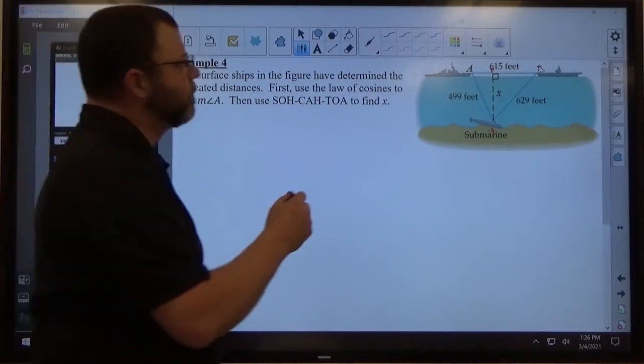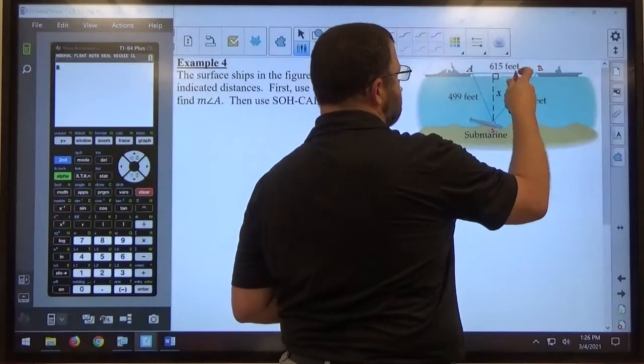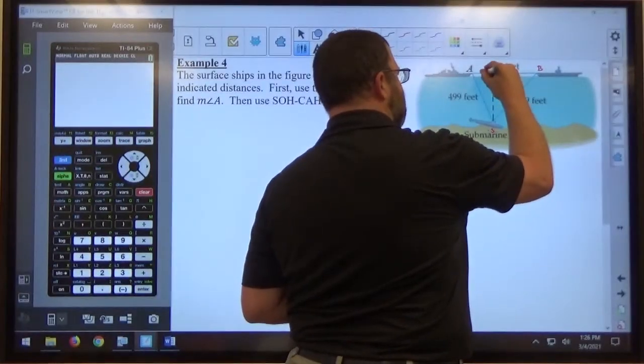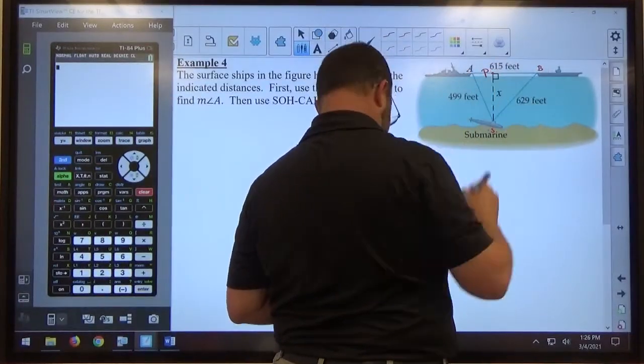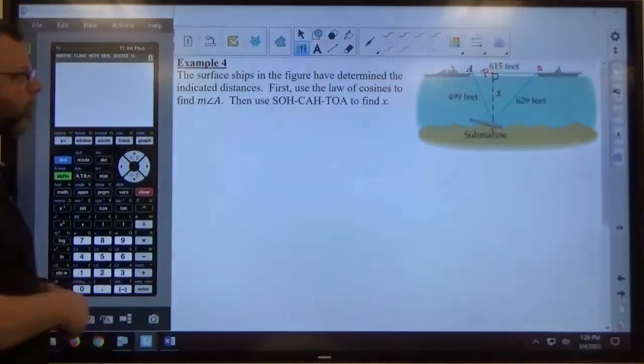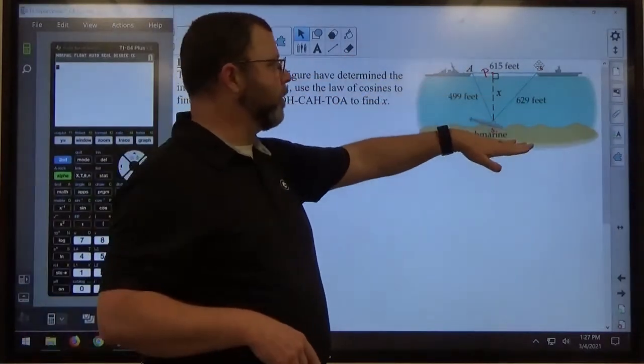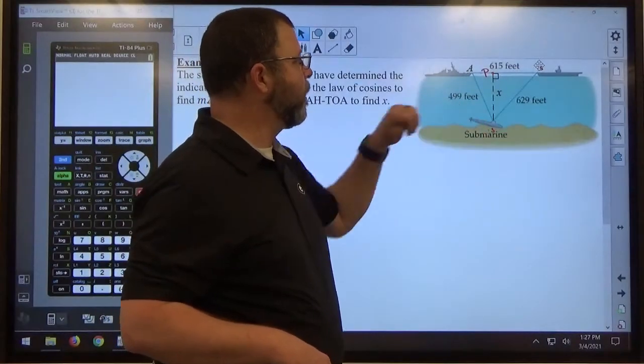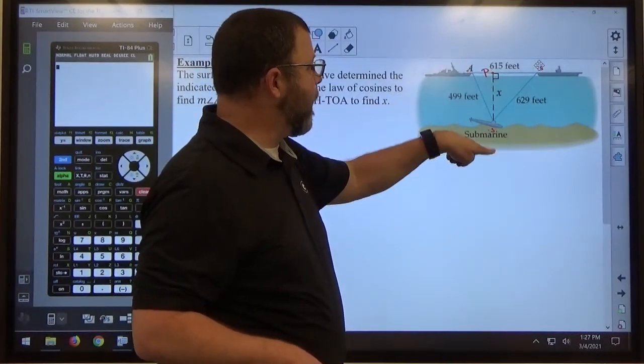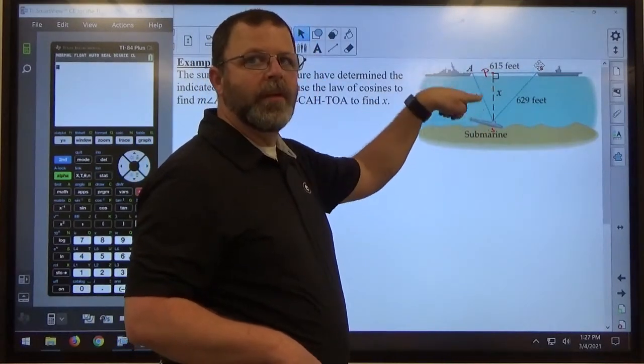Can make that P bigger maybe. That's point P right there. So it says, first use the law of cosines to find the measure of angle A, then use SOHCAHTOA to find X. The concern of the people on the ships is how far down the submarine is. That's what they want to know: the specific distance straight down to the bottom of the ocean, P to S. So we're trying to find the length of this piece.